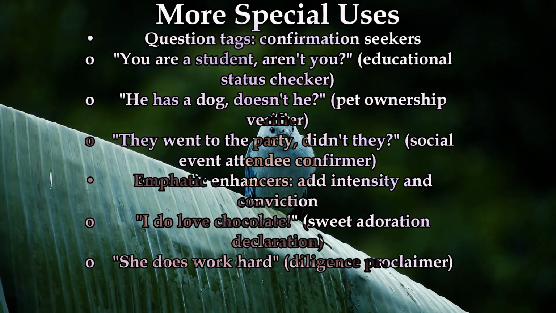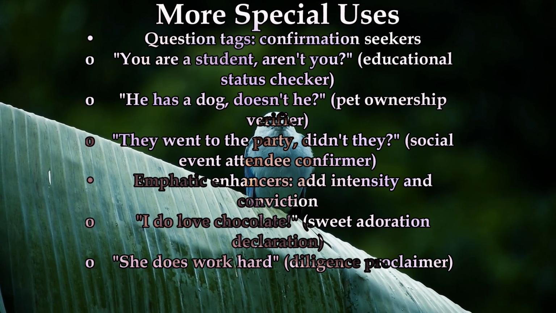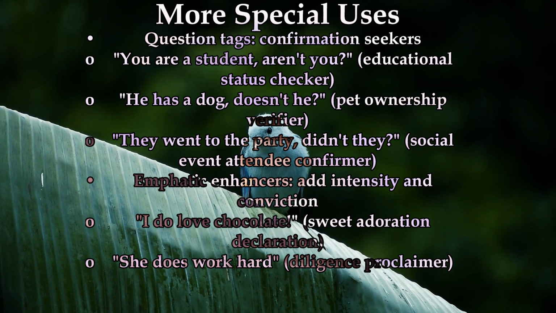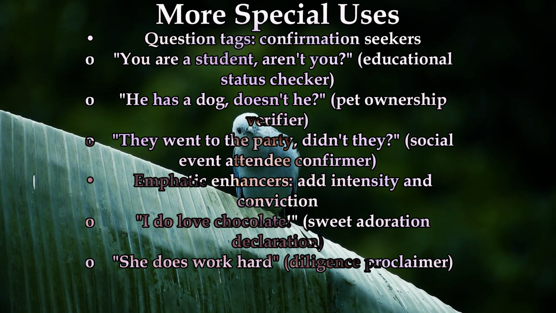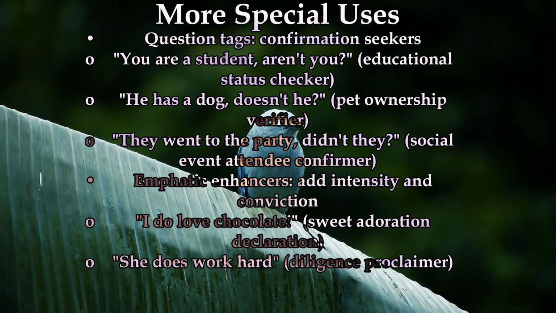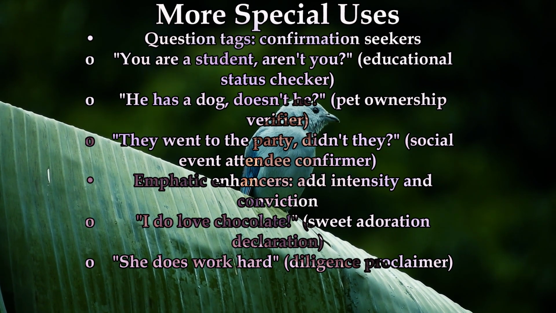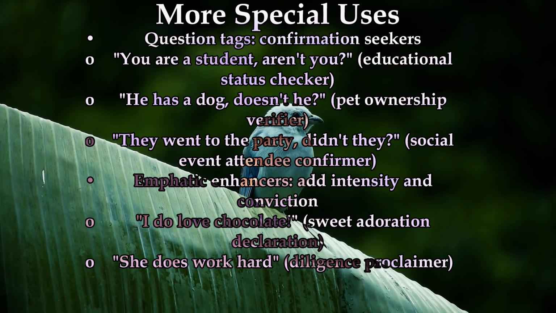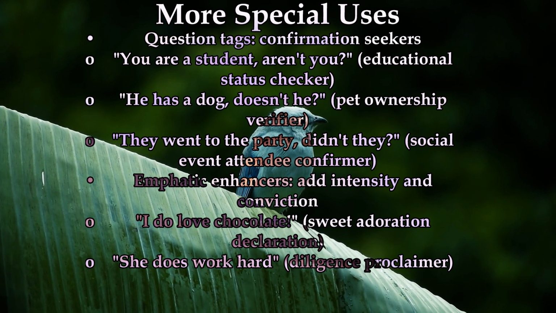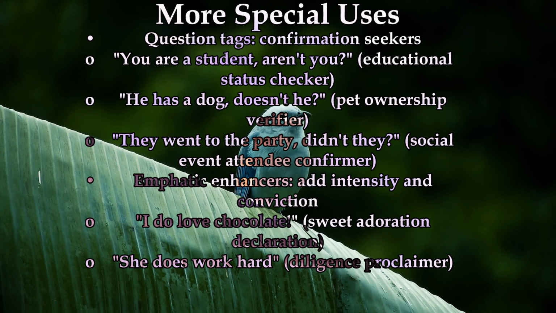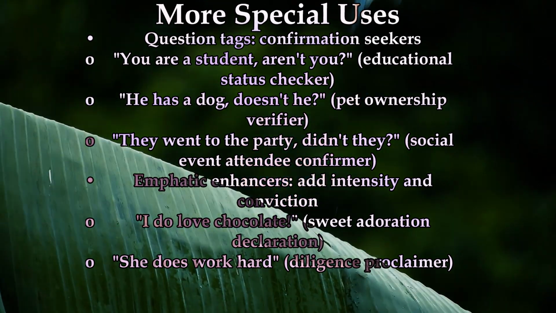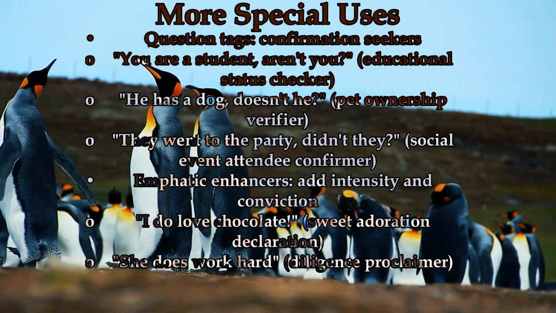In question tags, be, have, and do transform into confirmation seekers, ensuring that our statements align with the listener's understanding. "You are a student, aren't you?" becomes an educational status checker, while "He has a dog, doesn't he?" turns into a pet ownership verifier. And "They went to the party, didn't they?" morphs into a social event attendee confirmer.